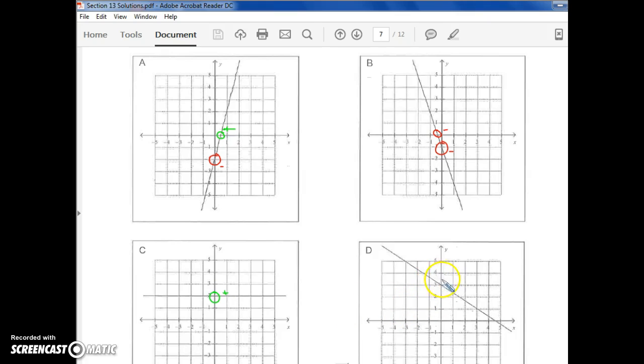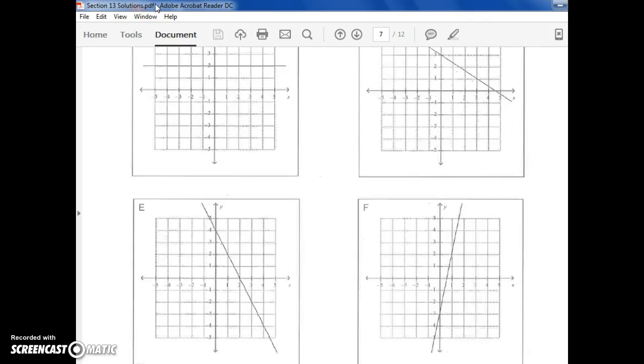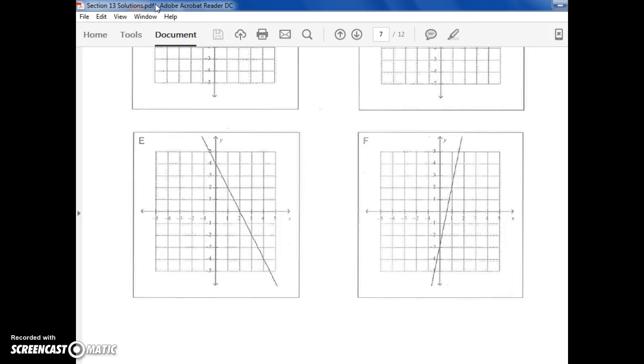On to D, we have a positive y-intercept at 3, and we have a positive x-intercept somewhere between 4 and 5. Graph E and graph F are a similar type of idea. We're going to still follow the same pattern. We're going to look for the x-intercept. The x-intercept is right here at 2, and the y-intercept is at +4. On F, we have a graph right here, positive x-intercept, and a negative for the y-intercept.